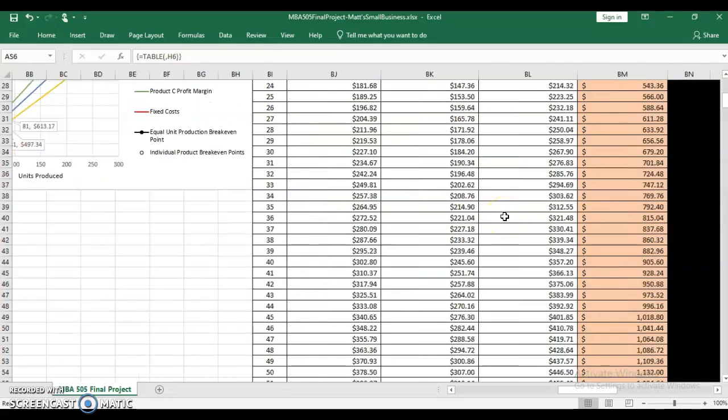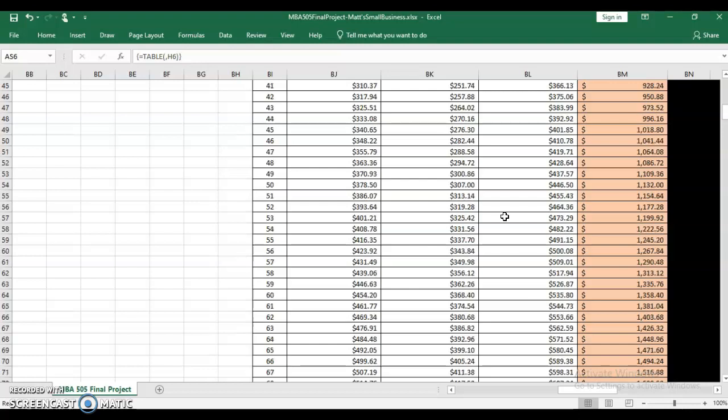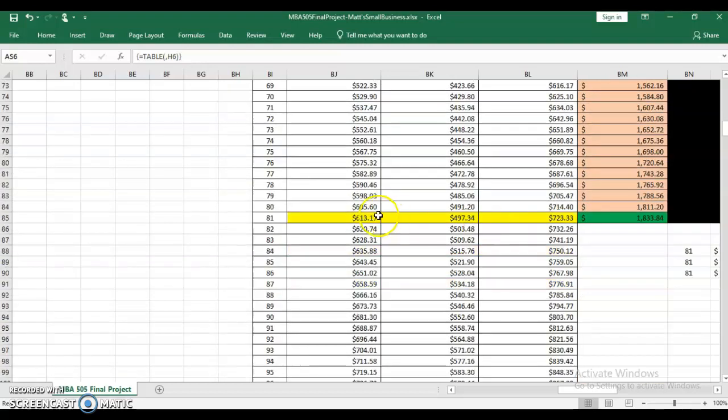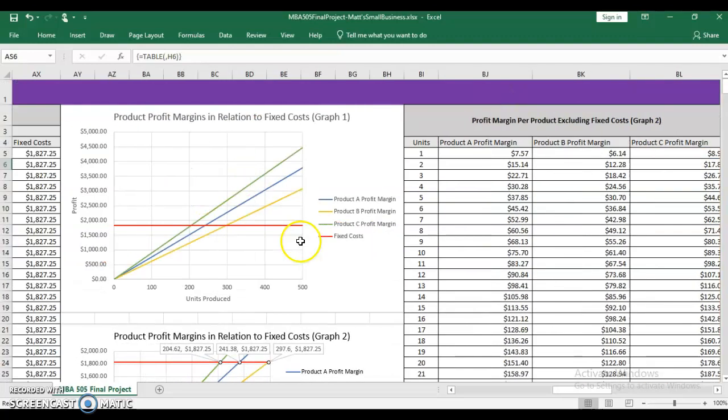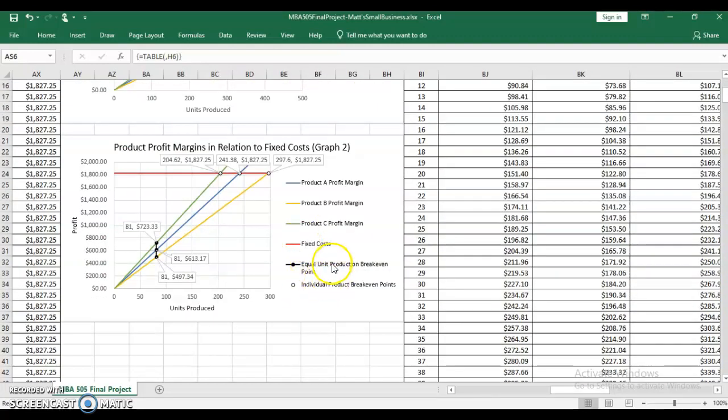Now, in this table down here, I looked at when is the first instance where I either break even or go over, producing the same amount of units, and that's going to be at 81 units per product A, per product B, per product C. So I make 81 units of each product, I'm going to break even, and I'm actually going to go a little over break even, and that's what this number signifies here. So I went and graphed that. With equal unit production, my break-even points are going to be here.